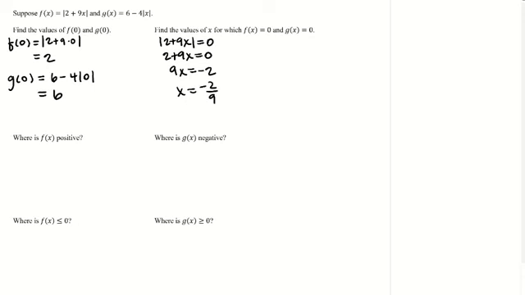Okay, g of x equals 0 when 6 minus 4 absolute value of x equals 0. So I'm going to try to isolate the absolute value. I'm going to divide both sides by negative 4. So negative 6 divided by negative 4 is 3/2. And I'll say that the absolute value of a number equals 3/2 only when it's equal to 3/2, or maybe when it's equal to negative 3/2.